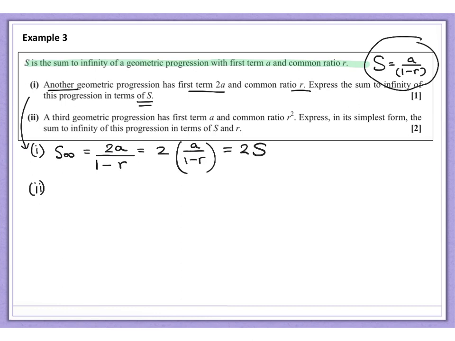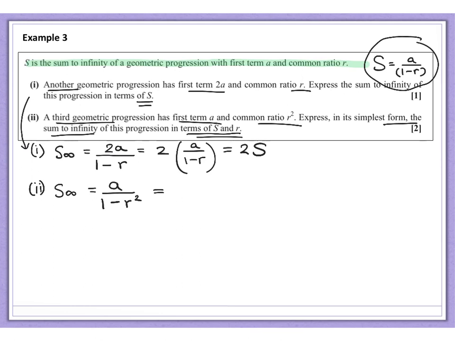Part 2. A third geometric progression has first term a and common ratio r squared. Express in its simplest form the sum to infinity of this progression in terms of s and r. So for this geometric progression, s infinity, remember, is its first term, a, divided by 1 minus its common ratio, which is r squared. Now we have to express this result in terms of s and r.